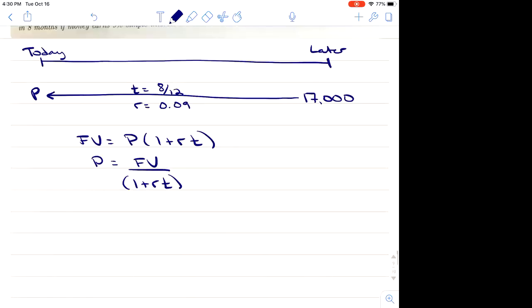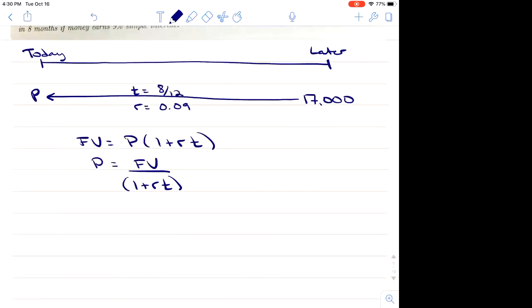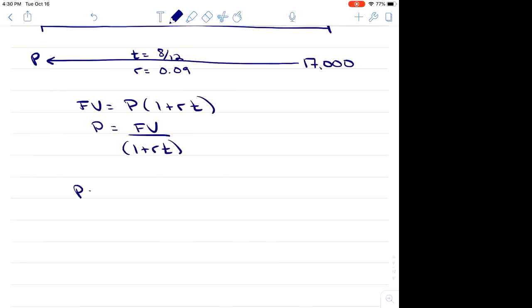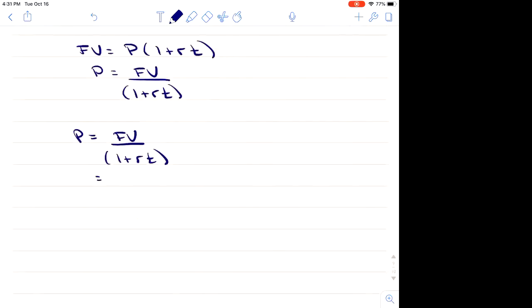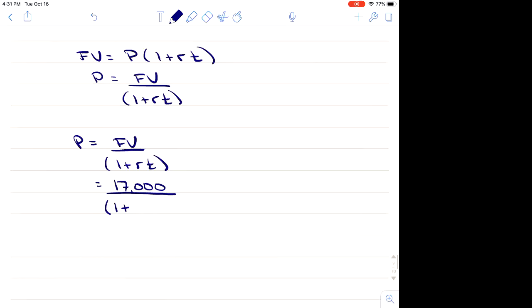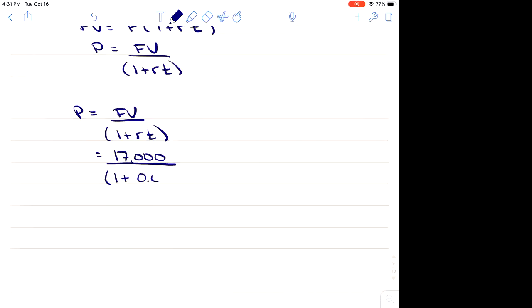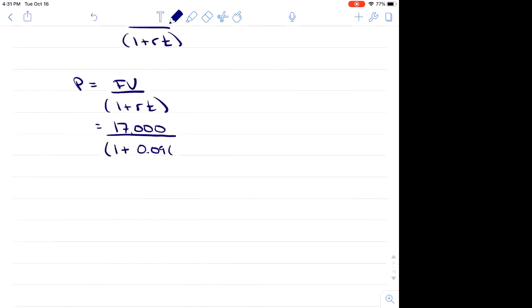What do we know and what do we want to find? We want to find P. So let's just plug in our values here. P equals future value over 1 plus RT. Our future value is 17,000 over 1 plus R, which is 0.09, times T, which is 8/12. We need to simplify the denominator before we get going. So we get 8 divided by 12 times 0.09 plus 1.